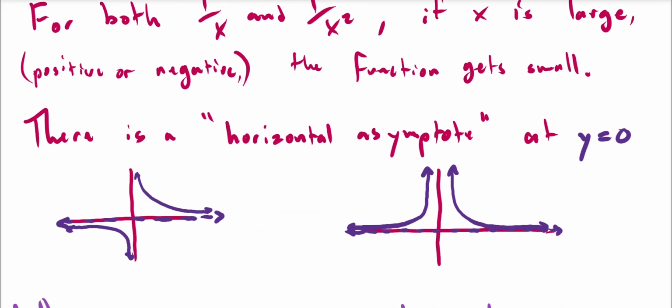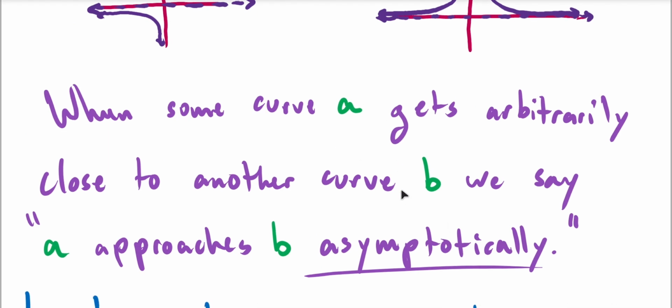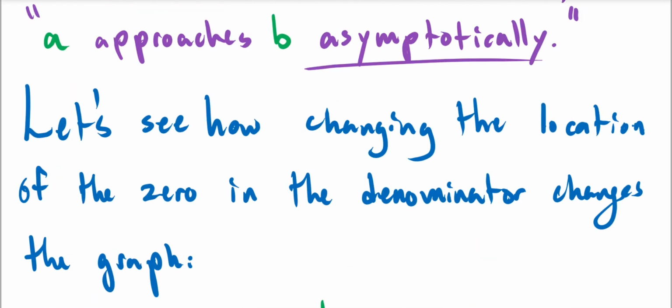And we also notice some asymptotic behavior in the horizontal direction. As you get large, the magnitudes get small in both cases. So in this case, we say they approach this horizontal line, y equals 0, as x gets large, either positively or negatively. We say that when a curve A gets arbitrarily close to a curve B, that it approaches it asymptotically.